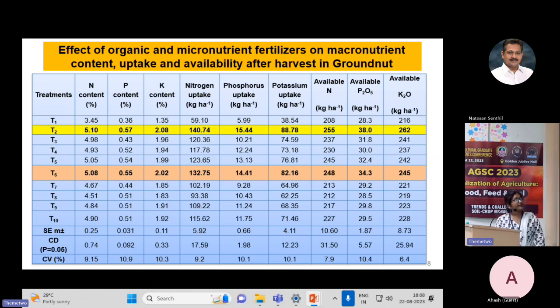And among the micronutrient treatments, T6 recorded highest content, uptake and availability of macronutrients. This might be due to the combined effect of micronutrients, which might have helped in better metabolic processes of the plant, and also helped in better root formation and root nodulation, and thereby nitrogen fixation of the plant, and better absorption of the nutrients into the plant when coupled with dry matter production, which helped in highest uptake of the nutrients.